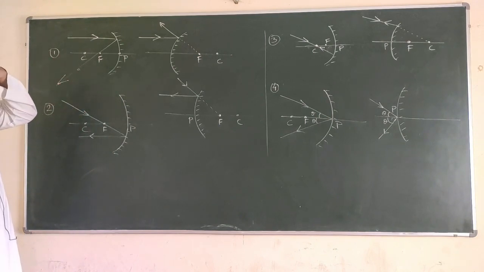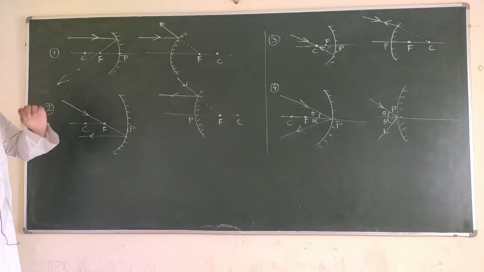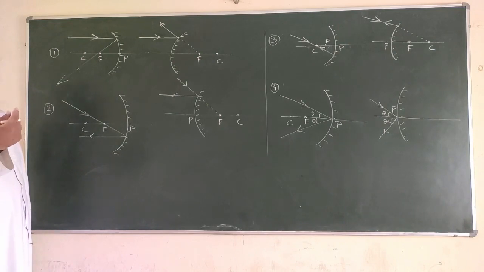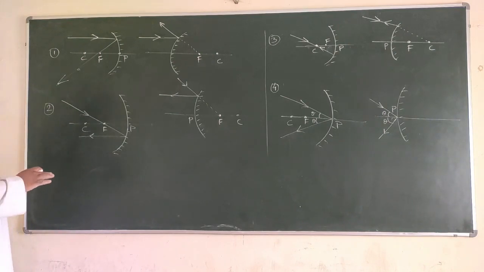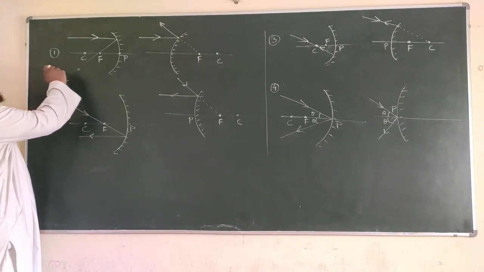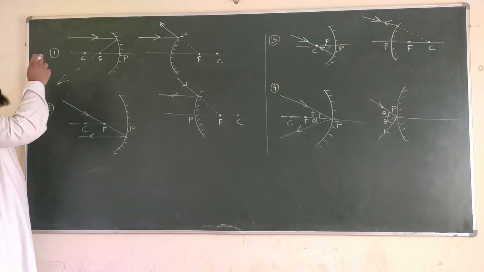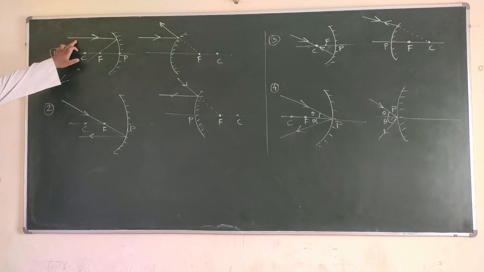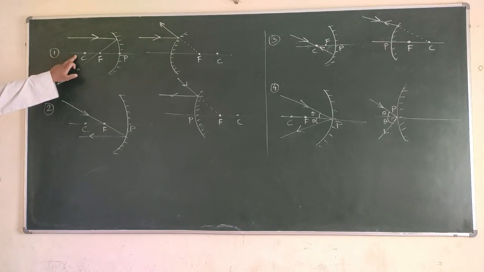For that there are simple rules. 4 rules are there, out of which any 2 can be used. By using 2 rules, we can find out the image. So how is that happening? See here. For example, come to the first rule. The first rule, if you can see what is happening: incident ray is parallel to the principal axis.